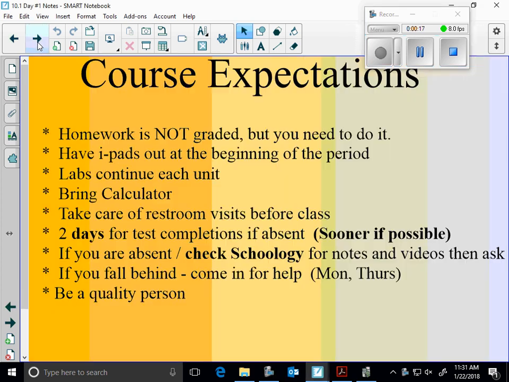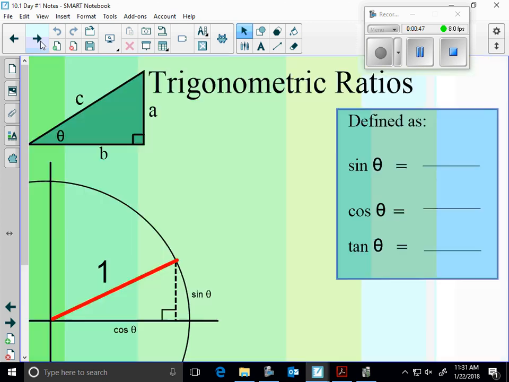This is the first day of the semester, so a couple of expectations. You could pause the video and read these. Most of them are pretty much straightforward. I think the last one up here takes care of it. If you're a quality person, the rest will kind of fall in line. Just do what you're supposed to do and get things done in time so that you have more time to do what you want to do instead of spending extra time on making stuff up. I don't know, just be a quality person. All right, let's get right into it.